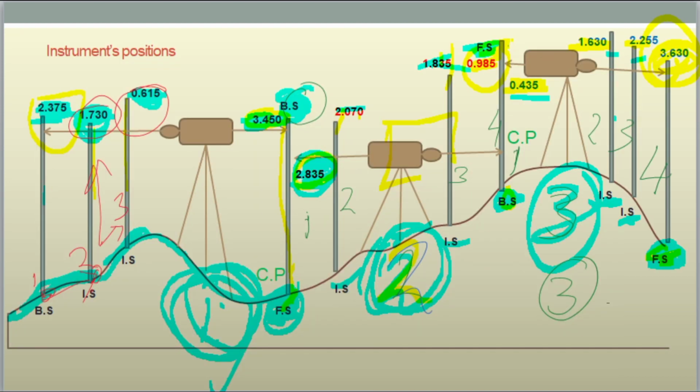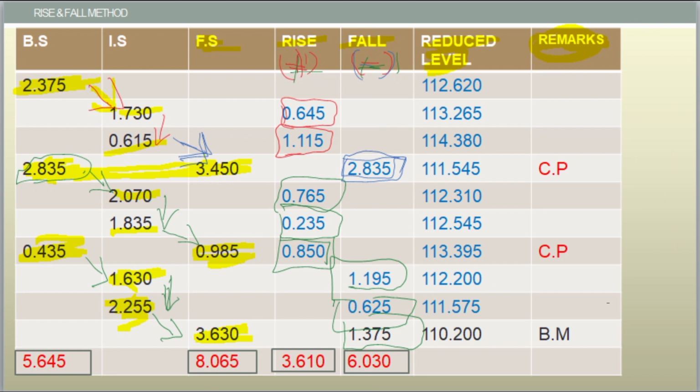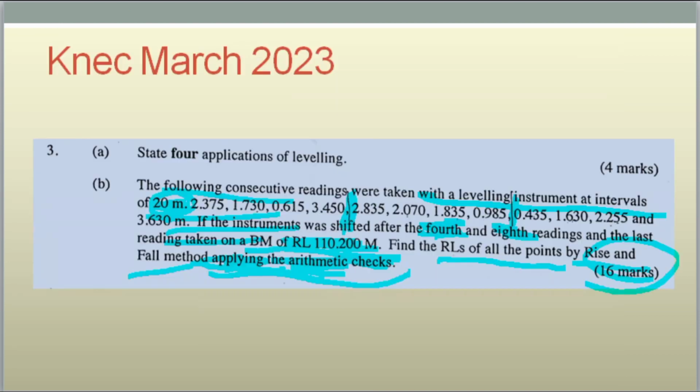So that falls under the fall. So you remember that. I've illustrated well there. So there we had a fall. You can see that in the illustrations.